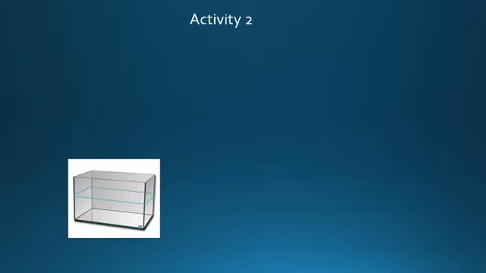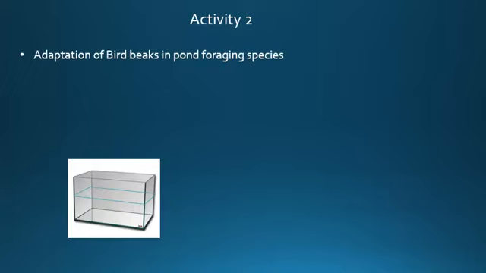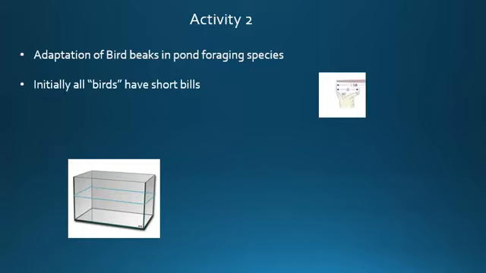So, for the second activity, Activity 2, what we're going to view are some adaptations of bird beaks in a pond foraging species. In this case, our pond is going to simply be an aquarium filled to a certain level, and the foraging species are going to be students acting as birds. So initially, all of the students will have short bills. The short bills will consist of a shortened pair of chopsticks, which the students will be able to use to collect food resources from the pond.